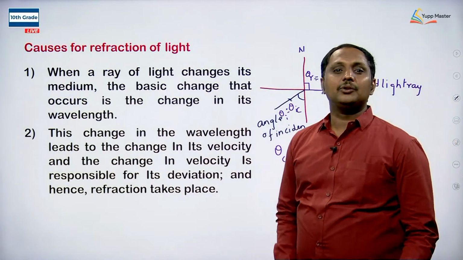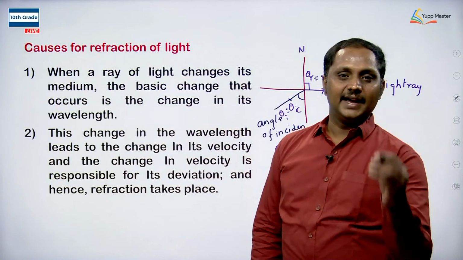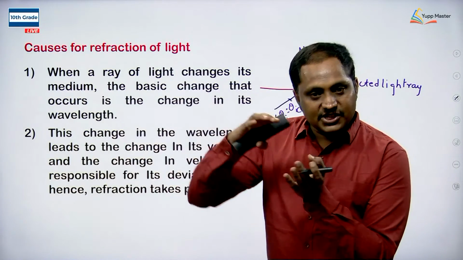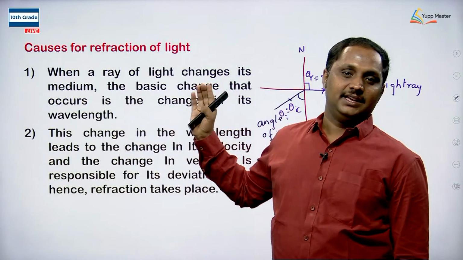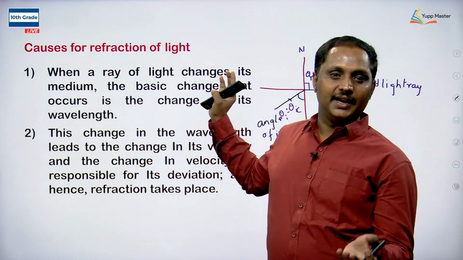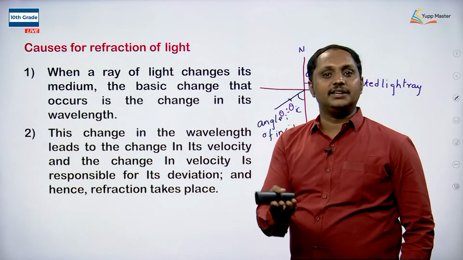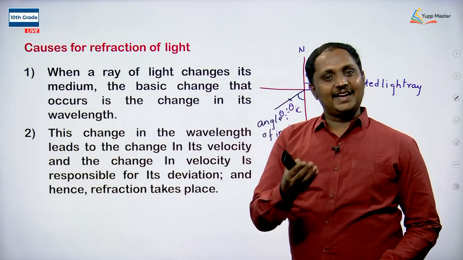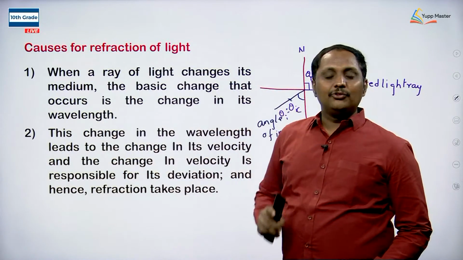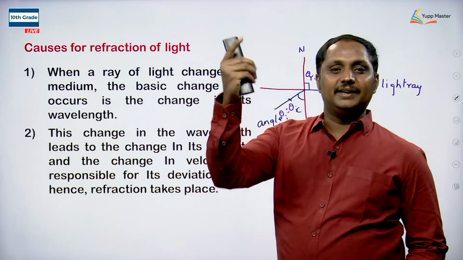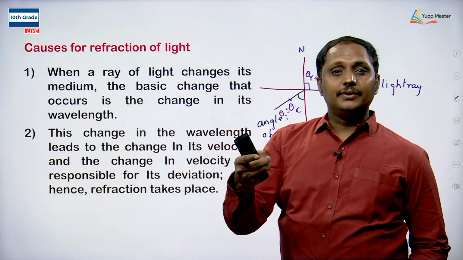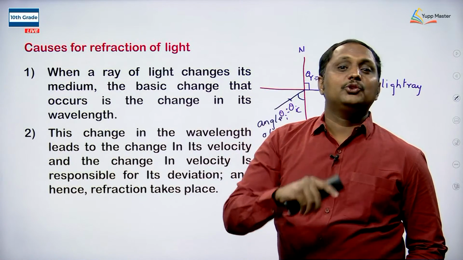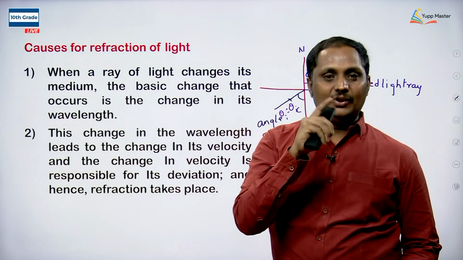So, the critical angle is the angle of incidence at which the angle of refraction becomes 90. At which angle the angle of refraction becomes 90, it is known as the critical angle for that medium. If you take glass, one critical angle, if you take water, for a different medium the critical angle is going to vary, you have to see that.